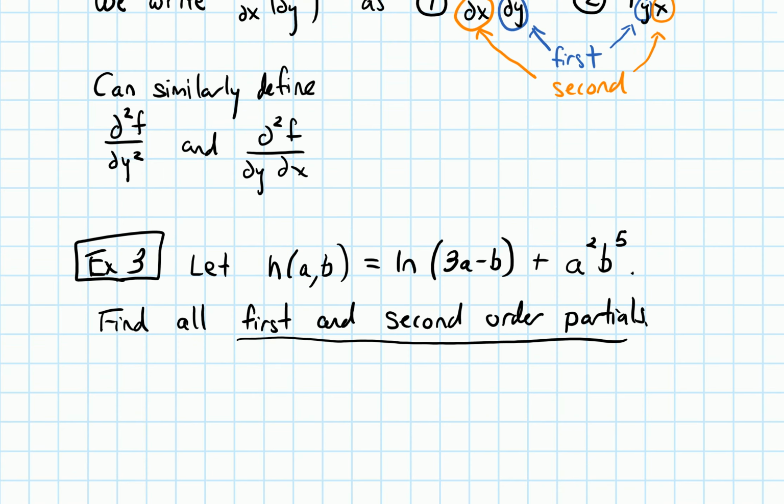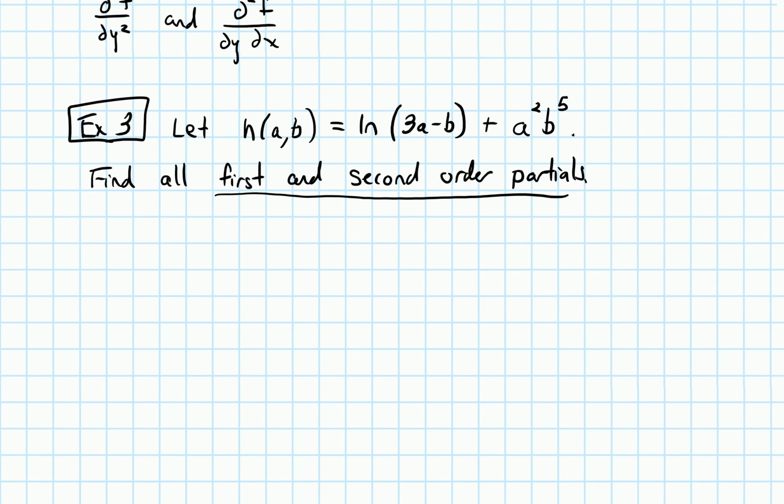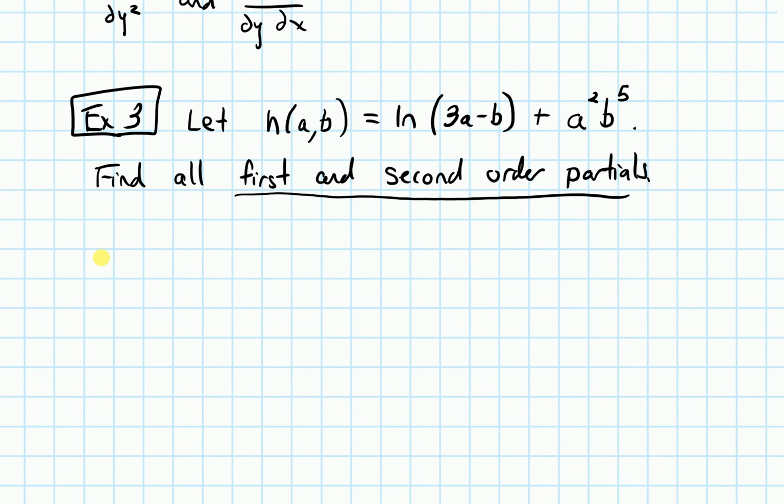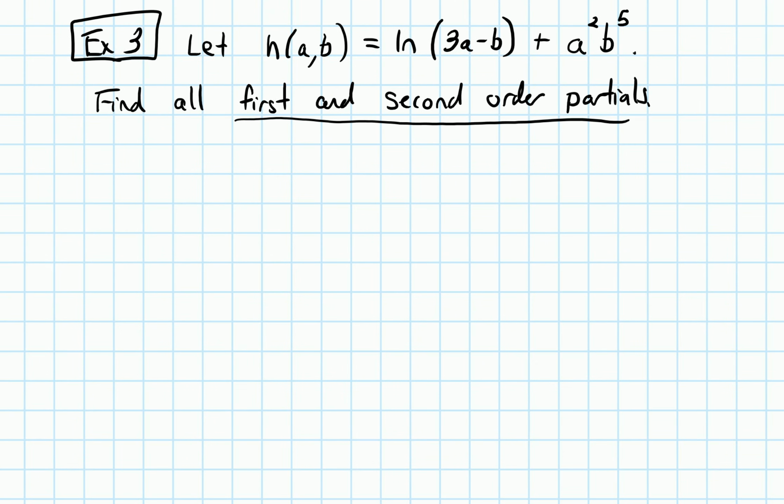All right, so in this example, let's find all first and second order partial derivatives. Okay, so first let's find all the first order ones. So that's h_a and that's h_b. And then the second order ones, so there's a few of these. There's h_aa, there's h_bb, there's h_ab, and there's h_ba in the opposite order. Okay, so we have to do all 6 of these.